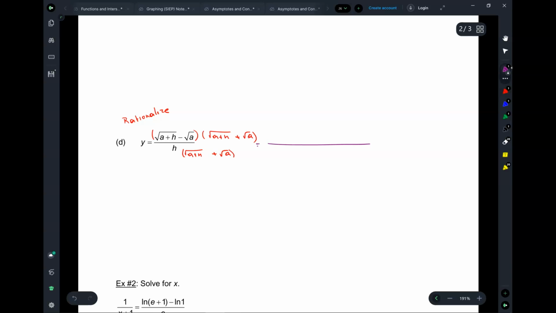So that becomes difference of squares. So it's going to be a plus h minus a over h times root a plus h plus a. Okay, we're going to have a similar situation here. The a's go away. And with the h's, I cancel them. So what am I left with in the numerator? 1 over, this is root a plus h plus root a.